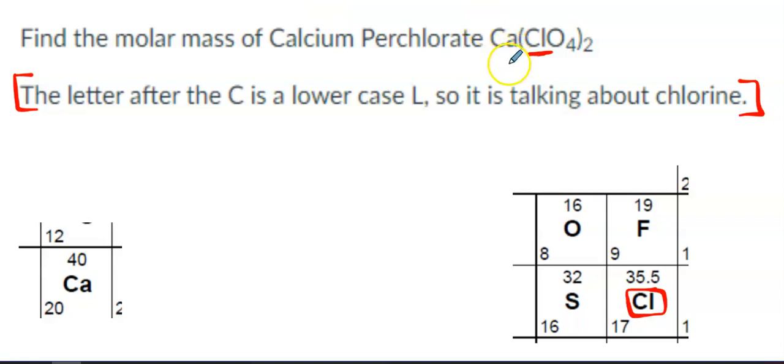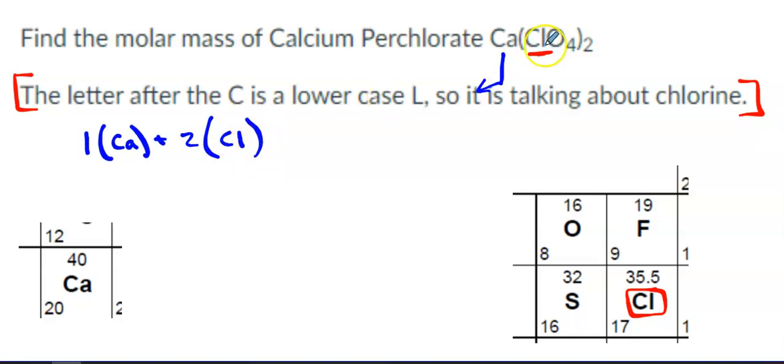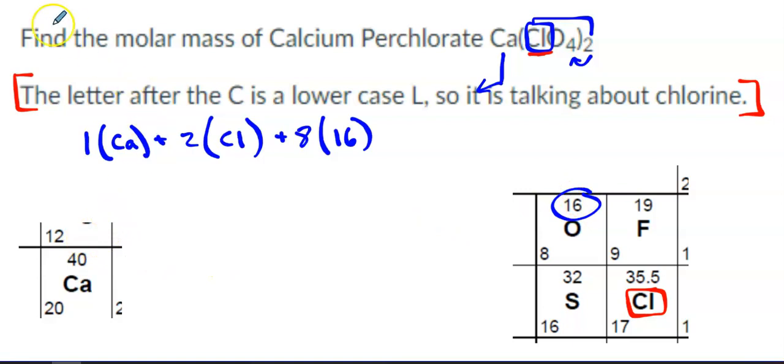Okay, so I'm going to bring it down here and over. I have 1 calcium, plus 2 chlorines, because there are 2 of these. Then 2 times 4 means there are 8 oxygens, and each oxygen is 16. Plus 8 oxygens.